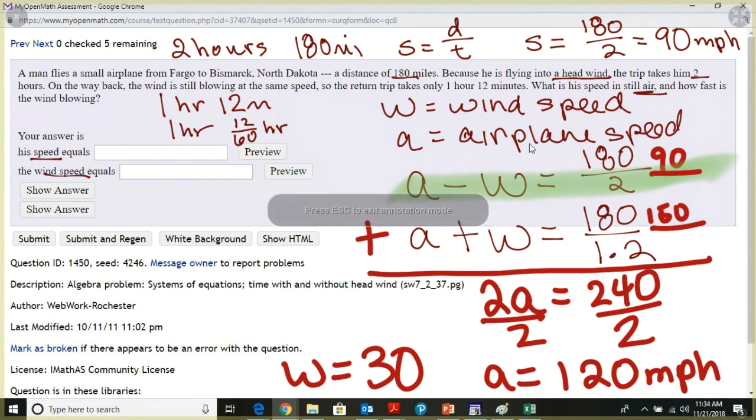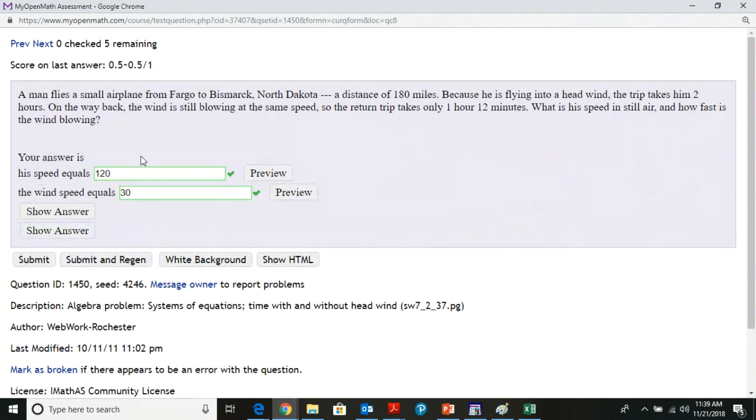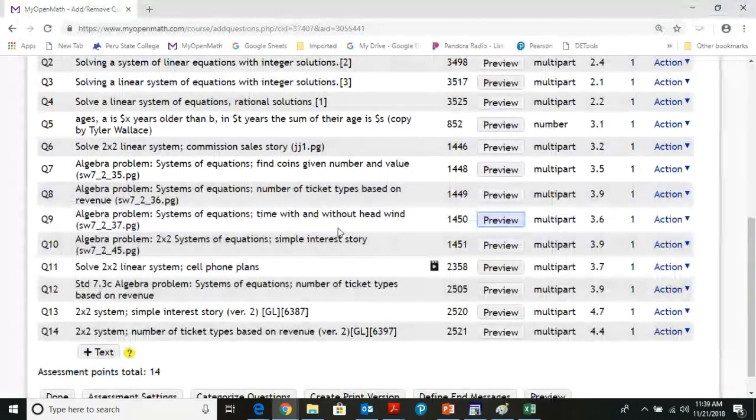Now, the only thing is I kept with hours just because I figured miles per hour is what they want. So let's put in 120 and 30. It really should specify, but that's why we're doing this, huh? So make sure you put your answers in miles per hour, you guys, when you do this one. Miles per hour.